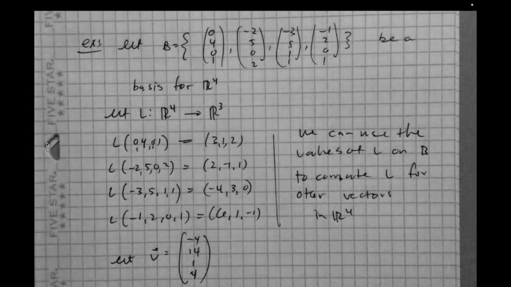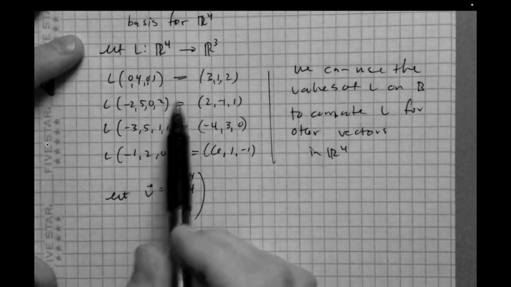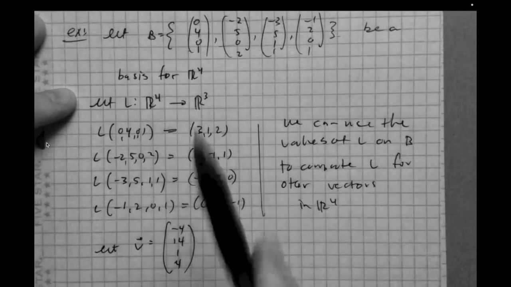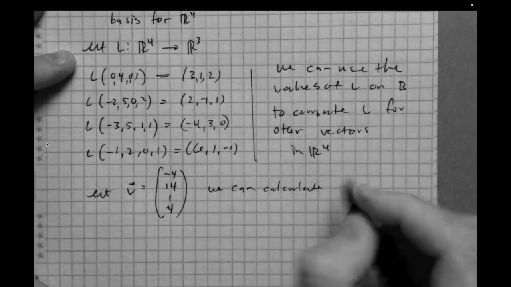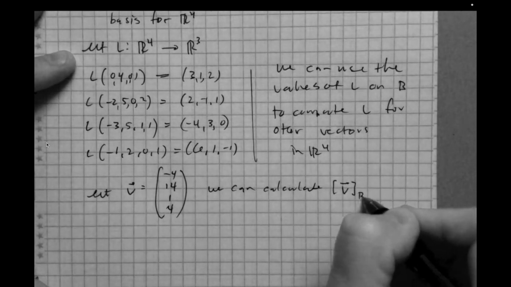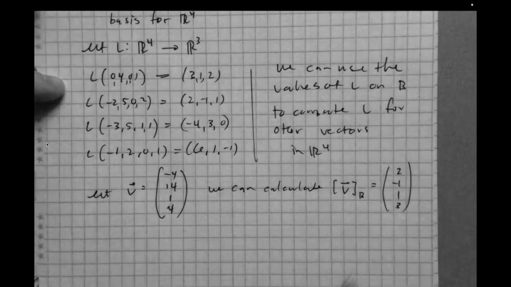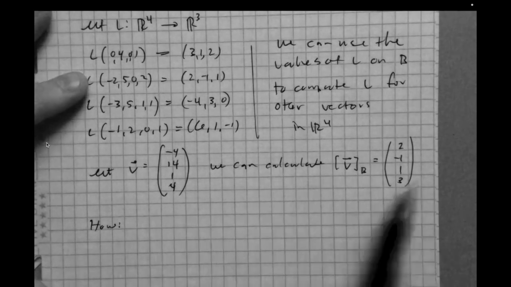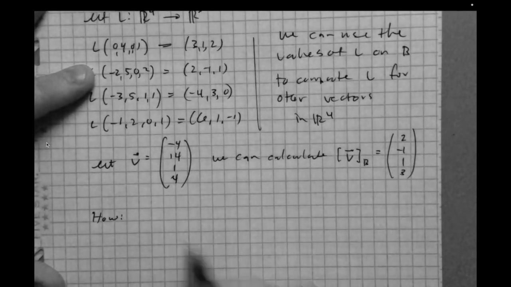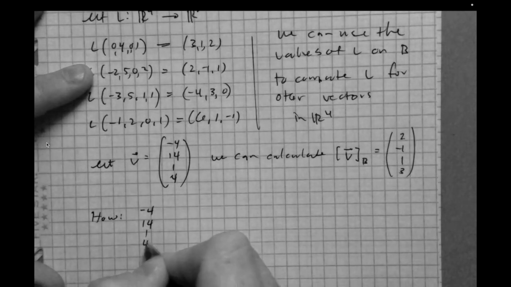Just by solving a system, we can do a coordinatization of v according to this ordered basis, right? So we can calculate v coordinatized in B, and it turns out that's equal to 2, negative 1, 1, 3. Now, how did I get that? Just to make sure that we're on the same page, I solved this system.